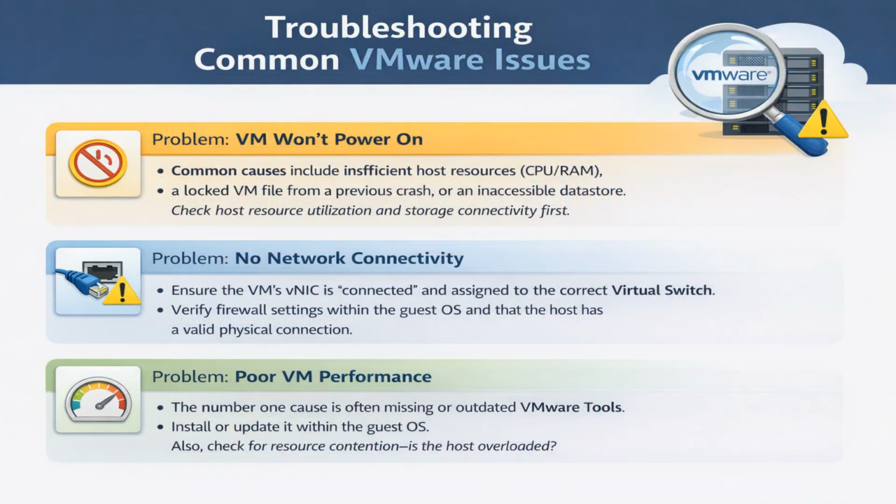Troubleshooting common VMware issues. VM won't power on: usually caused by insufficient CPU or RAM, locked VM files, or inaccessible data stores. Check host resources and storage connectivity first. No network connectivity: ensure the VM's vNIC is connected to the correct virtual switch, verify guest OS firewall settings, and confirm physical network connectivity. Poor VM performance: often due to missing or outdated VMware Tools or host resource contention. Update VMware Tools and check if the host is overloaded.